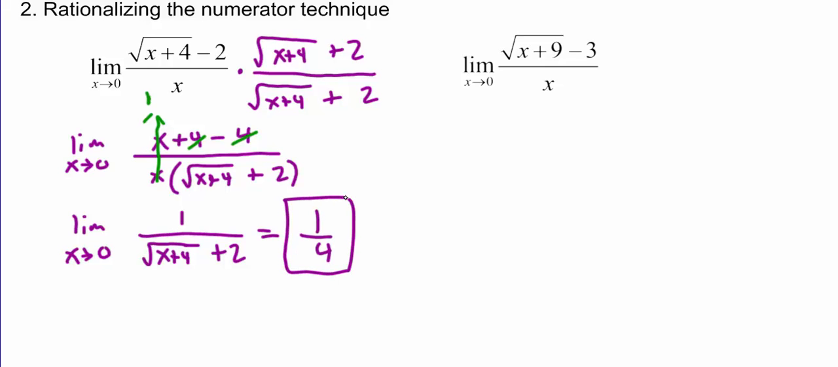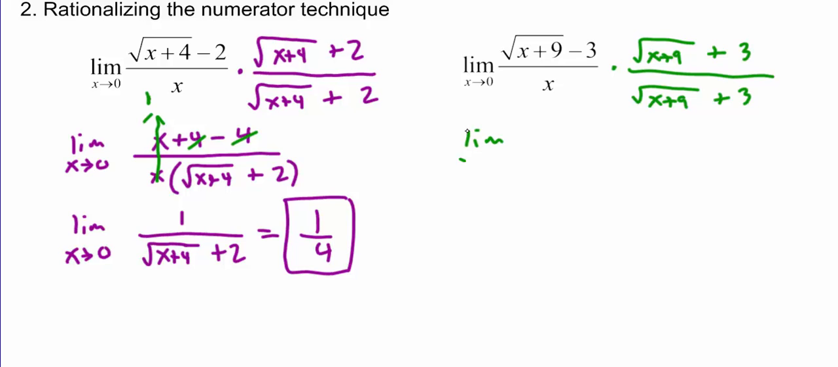So that's the rationalizing the numerator technique. Let's try that one again. Same technique with some new numbers basically, but same kind of problem. So again, we'll use the conjugate. So x plus 9, square root of x plus 9 plus 3. We're going to multiply that both numerator and denominator.